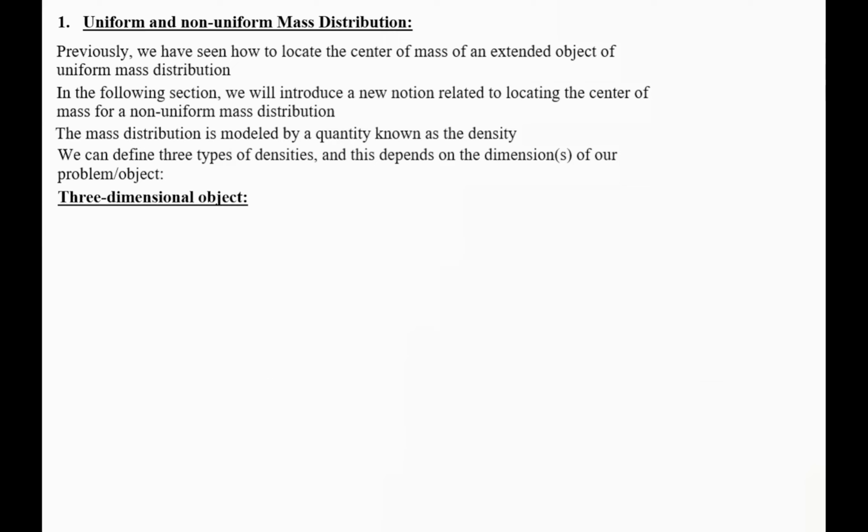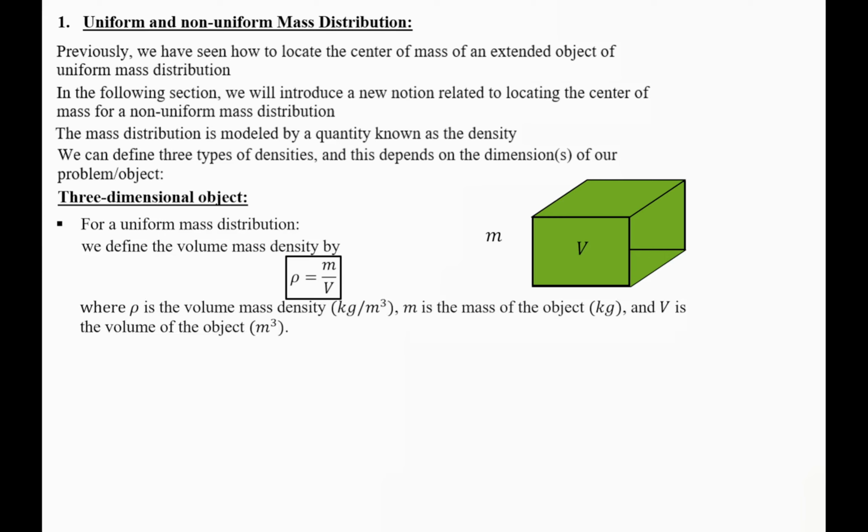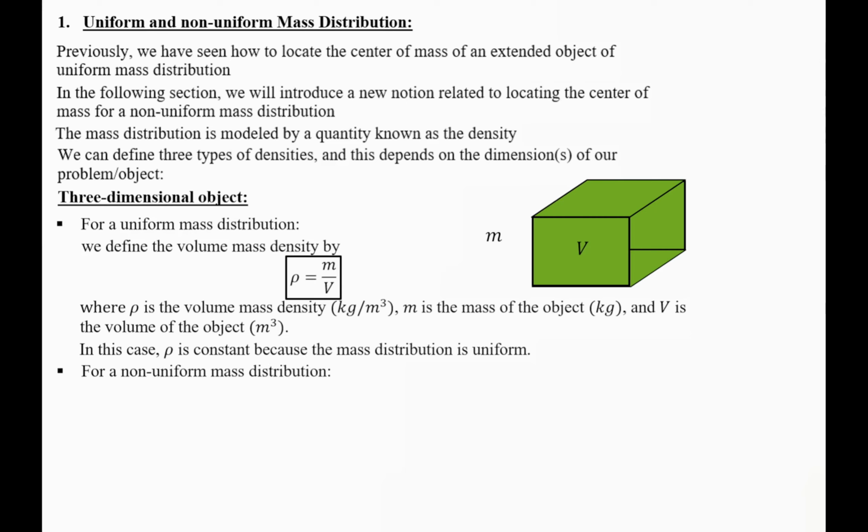Now moving on to three-dimensional objects. For uniform mass distribution, we have the mass and the volume, so we can define the density. The volume mass density, rho, is given by M over V, in kilogram per meter cube. M is the mass of the object in kilogram, and V is the volume in meter cube. In this case, rho is constant because the mass distribution is uniform.